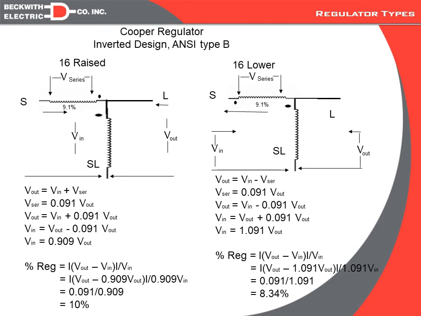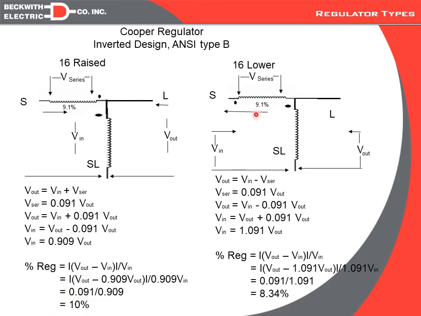But for a Type B regulator, the series winding comes before the source winding or the shunt winding, and it changes the math a little bit. So in the case of a Cooper, instead of having a 10%, they actually put a 9.1 in there. And the reason they do that is, if you put a 9.1 on, then on the raise side, we're still looking at the polarities, and they're summing, and you'll see that we can still get our full 10% regulation.